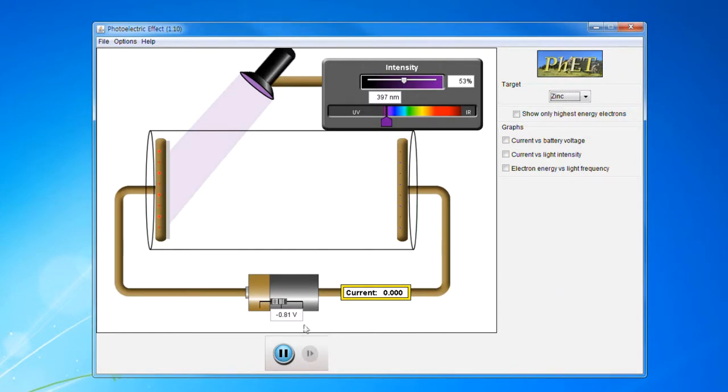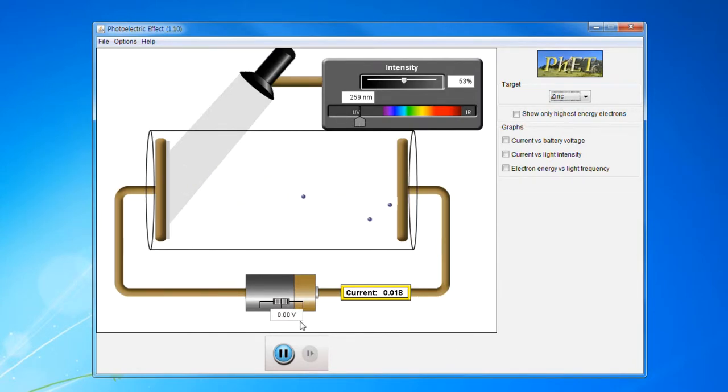So in this case, let's put this bias back to 0. Still nothing's coming out. And then what do you have to do in order to make the electrons come out again? We have to change the frequency. Okay, let's go down further. Okay, here. Now finally, around 260 nanometer, electrons are again starting to come out.